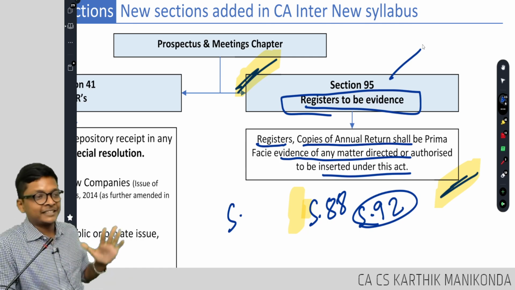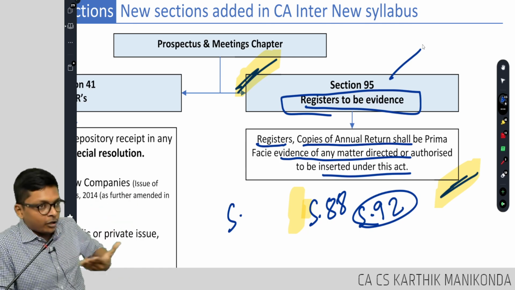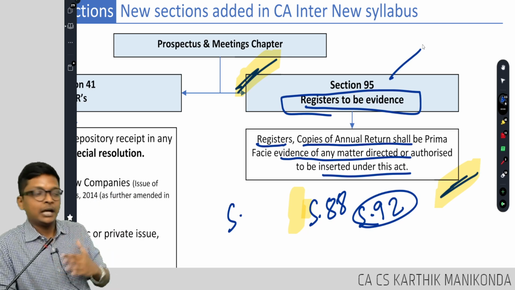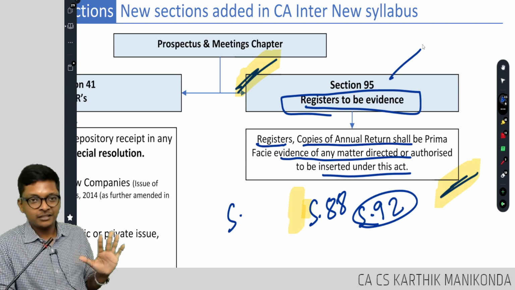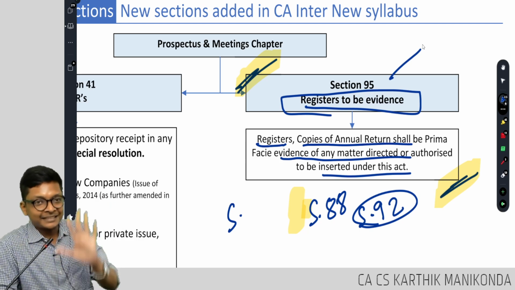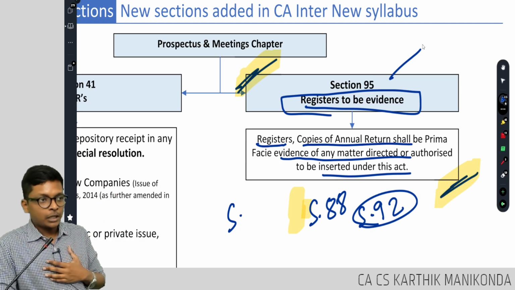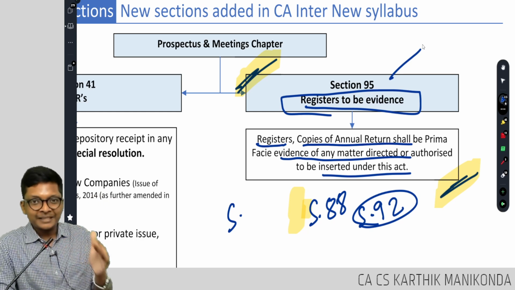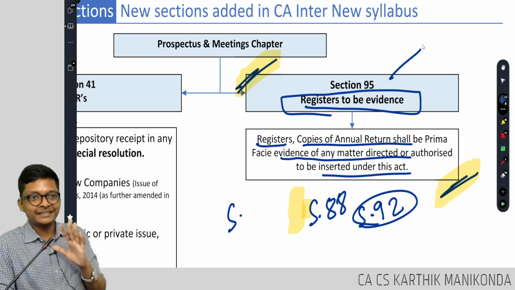In electronic or physical form, these things have the power to be evidence in the court or anywhere. Are you following? That's it, section 95. So 95 means evidence, guys. Register is evidence. Are you following? Do you think this will come in the exam, if you are setting the exam paper?